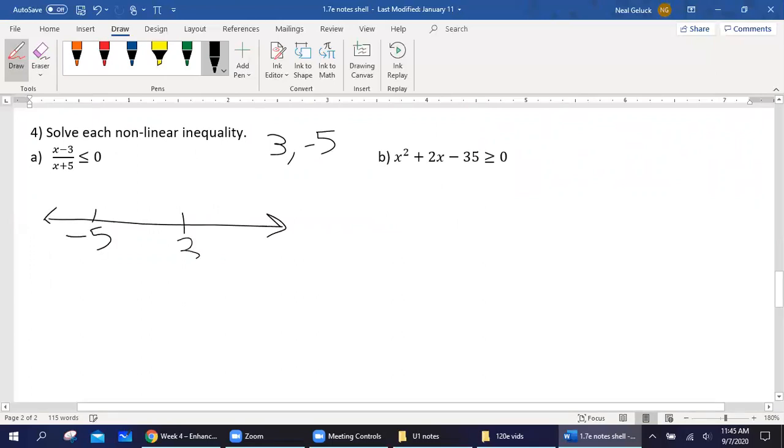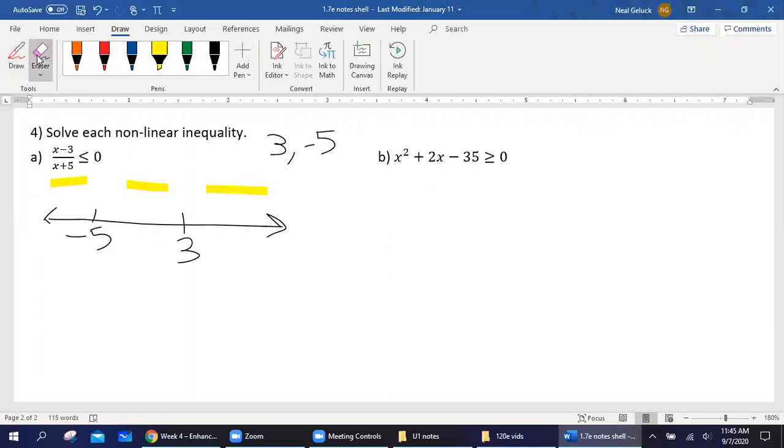Negative 5 and 3. I basically split the number line into 3 regions. Stuff smaller than negative 5, stuff between negative 5 and 3, stuff bigger than 3. I'm going to test a number in each one of those regions and see if it makes the inequality true or false. So I'll start with a number to the left of negative 5, like negative 6. You can pick any number you want, though. That's over there.